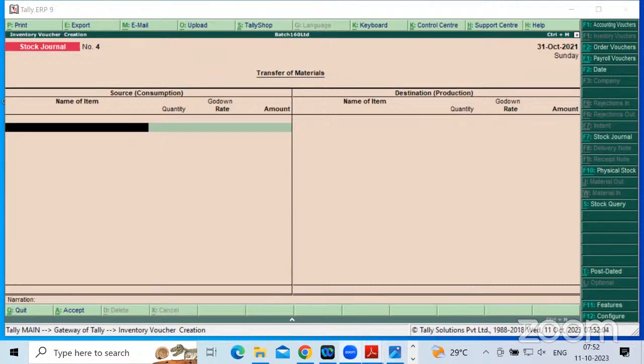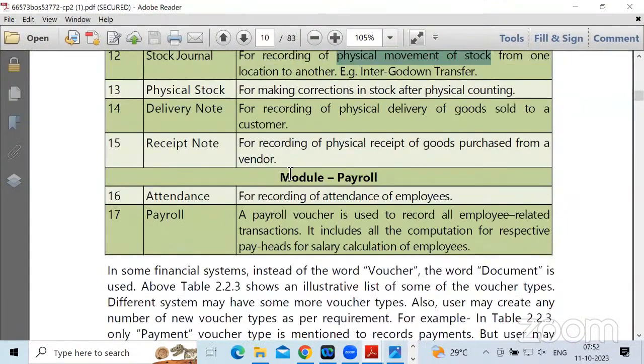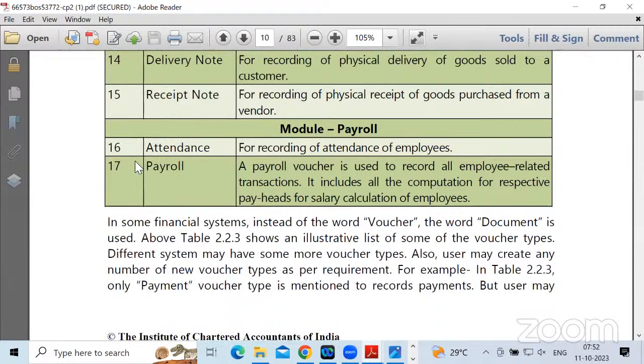Next is physical stock, where you'll make corrections in the physical stock after counting. So, during the physical verification, if you found any mistake, you can rectify that using physical stock. Similarly, delivery note, receipt note. So, delivery note means delivered. The receipt note means you have received the goods. Then regarding payroll, you have attendance. Then you have payroll payment. So the same thing we see here also.